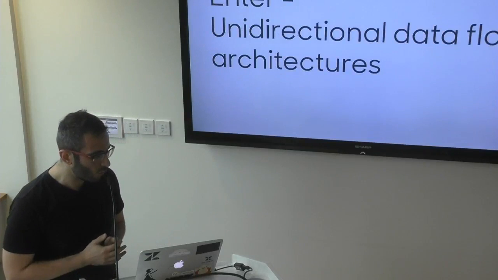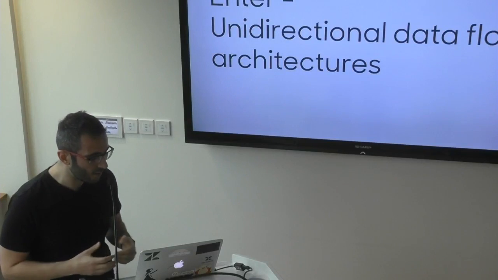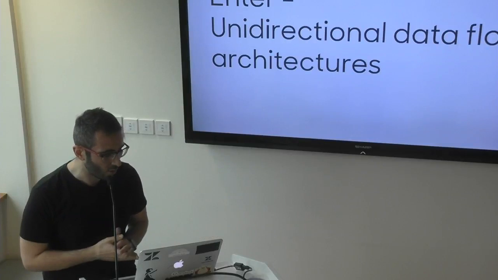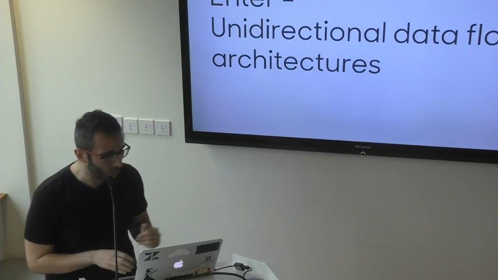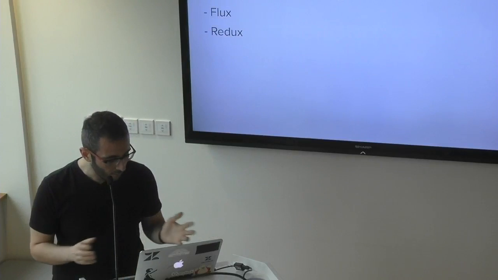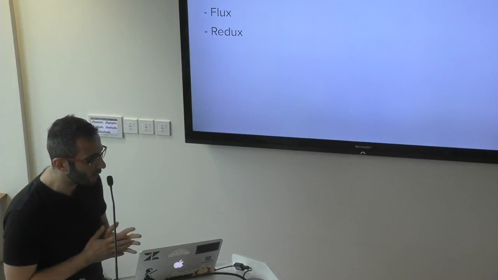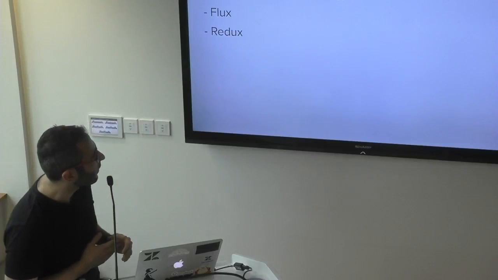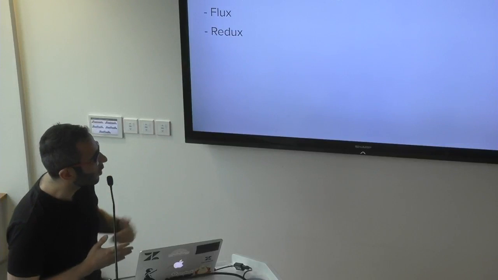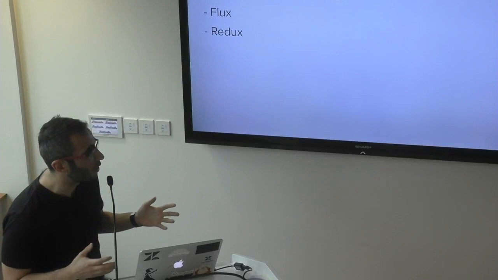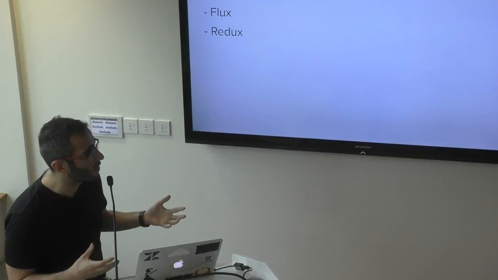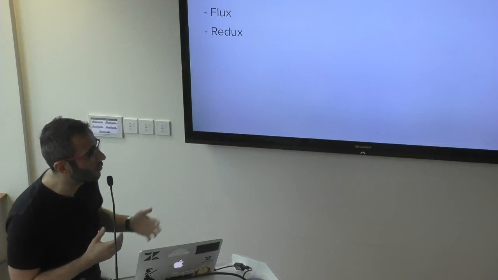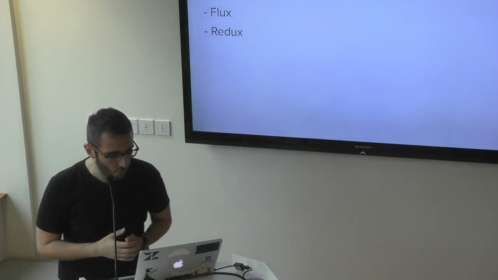So when we reviewed a couple of architectures, we found that the one that suits us the best are the unidirectional dataflow architectures, or for short, they are called Unidir or unidirectional architectures. Two very popular architectures that are there are Flux and Redux. Flux is the original unidirectional architecture, which describes how the data works. So these architectures describe how the data and the actions flow while you are interacting on your screen.